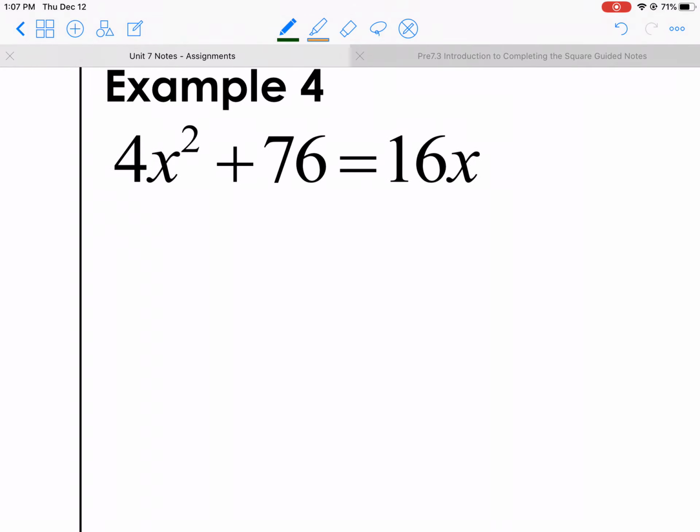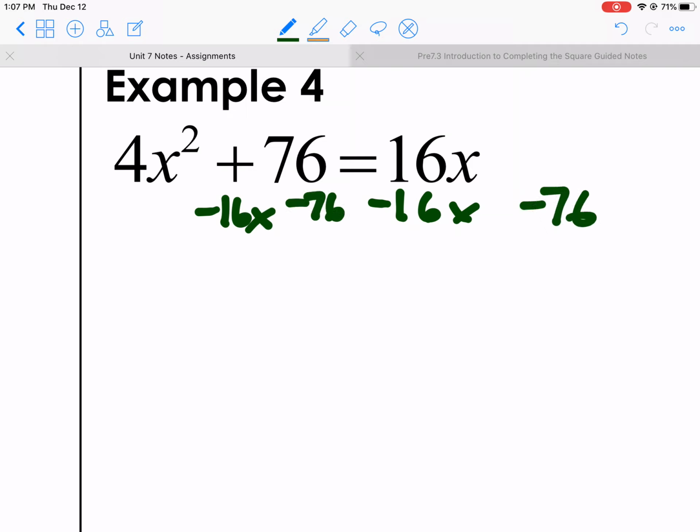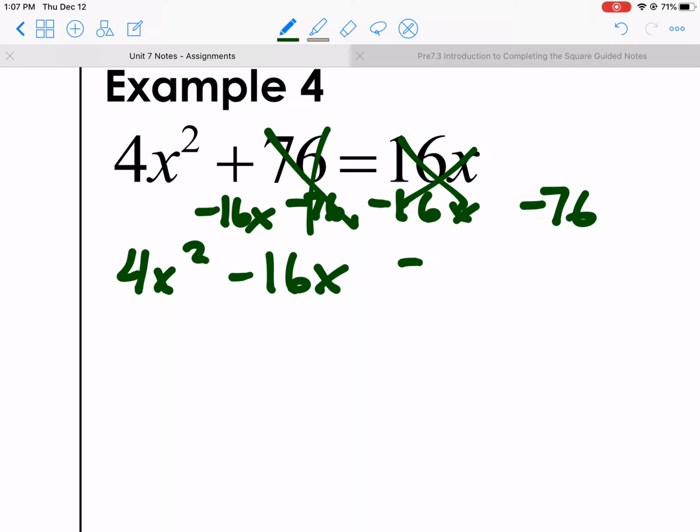Okay, first off, we've got some stuff that's out of alignment, right? We want to move the 16x over here, and we want to move the constant over. The way that we can move these, mathematically speaking, is by subtracting it from both sides. So I'm doing the opposite of what it said. Here we had positive 76, I subtract 76, so that part goes to 0. Positive 16 minus 16, that part goes to 0. So my new equation will look like 4x squared minus 16x equals negative 76.